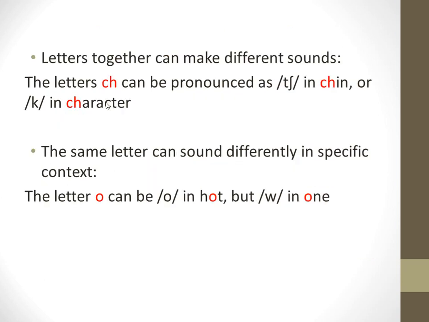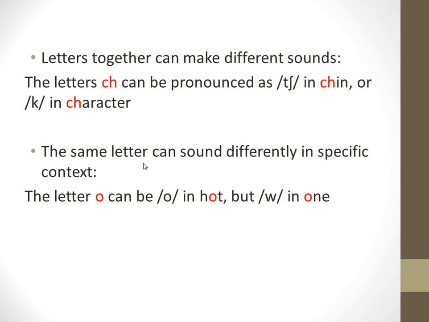Another example is that we can combine two letters in order to produce a new sound. For example, the letter C with the letter H can be pronounced as "ch", for example in chin, or "k" in character. And this is an example of two letters producing two different sounds in different contexts, like the sound "ch" in chin or the sound "k" in character.